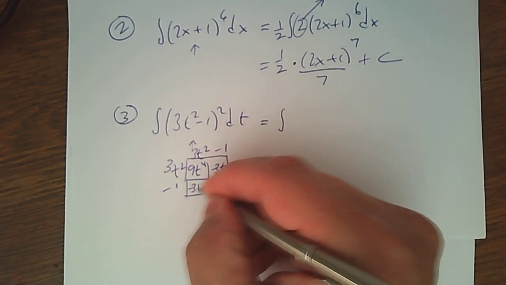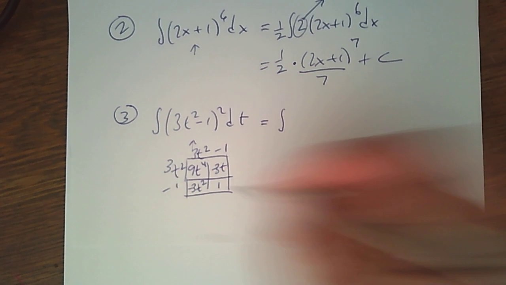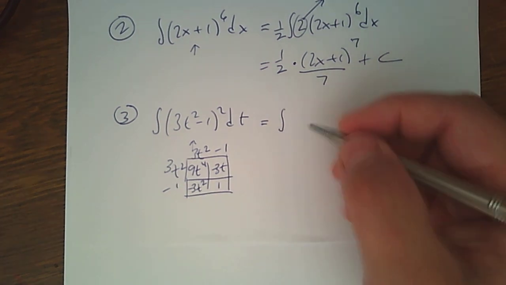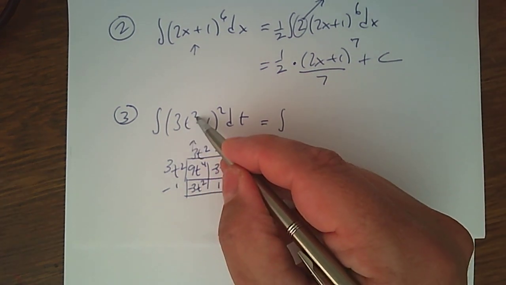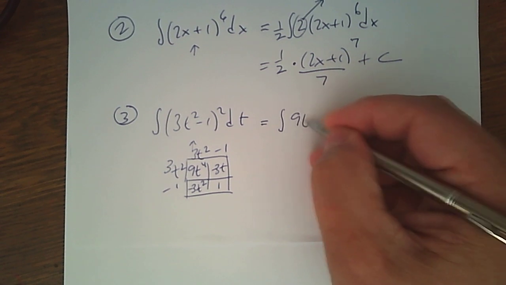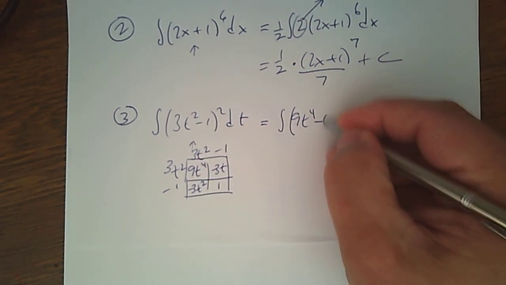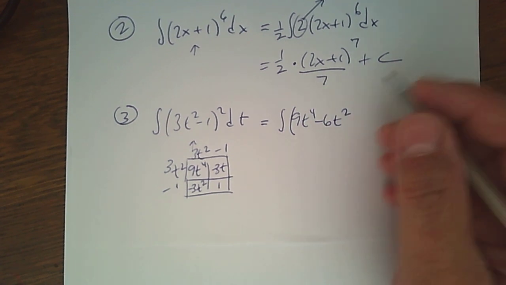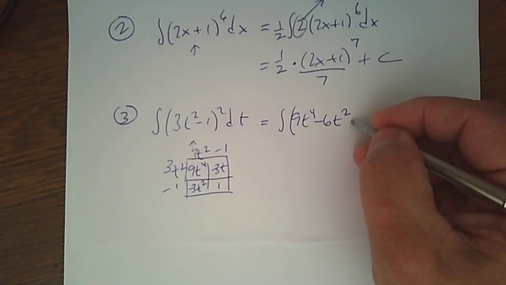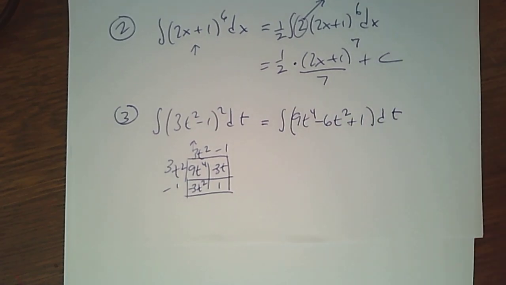There is a technique to be able to expand it without doing a box like that. So if you went 3t squared and you square it, that would be 9t to the fourth. And then if you multiply it together and then double that answer, that's negative 6t squared. And then if you square the last number, that's positive 1. So that's the same answer as the box.